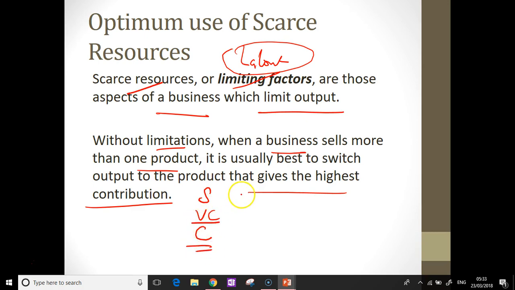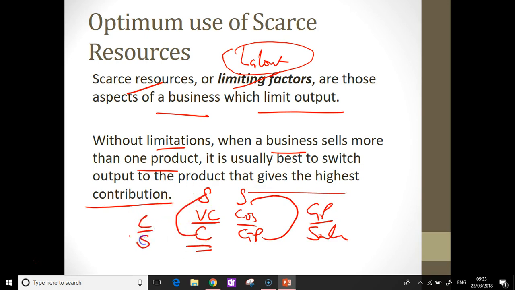It's similar to sales minus cost of sales giving you gross profit, and you're saying the gross profit margin is gross profit over sales. The same idea. The contribution margin is the C over S. Sometimes it's referred to as the C over S ratio. So if you come across a C over S ratio, which we will, that's all it is really. Contribution divided by sales. So it says it is usually best to switch output to the product that gives you the highest contribution. That's if you have no limitation.